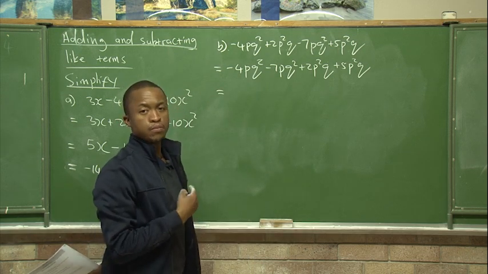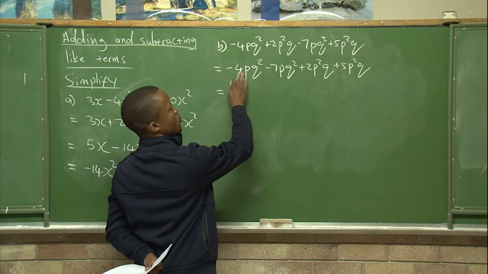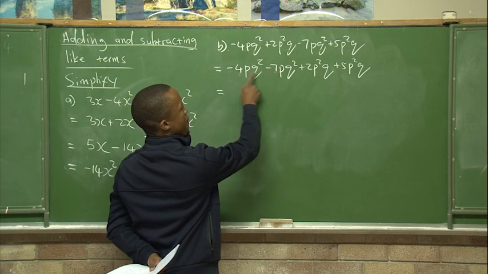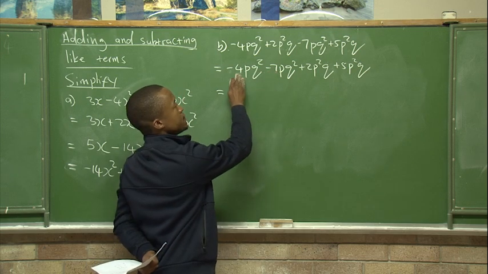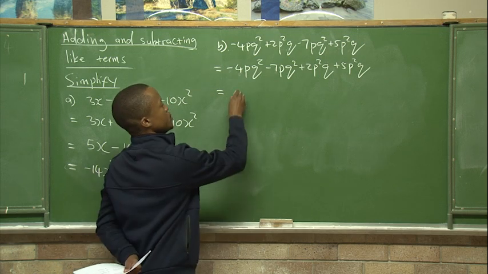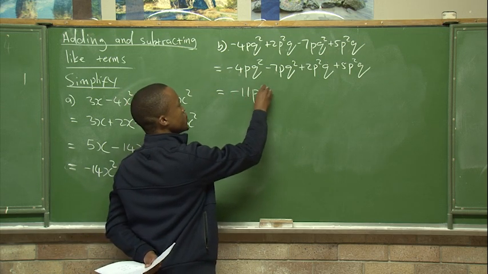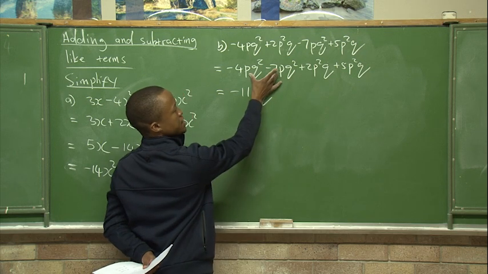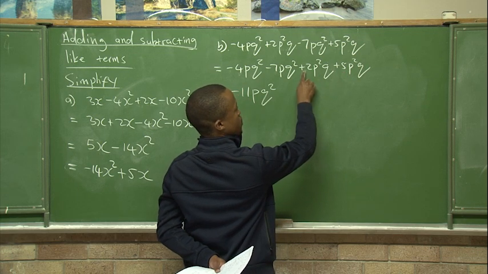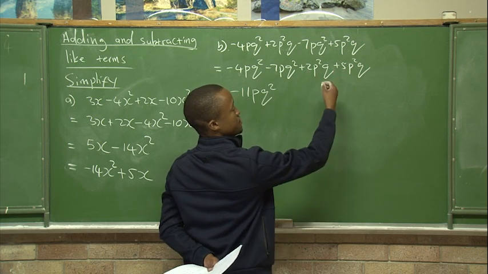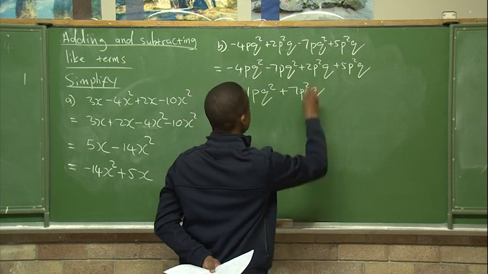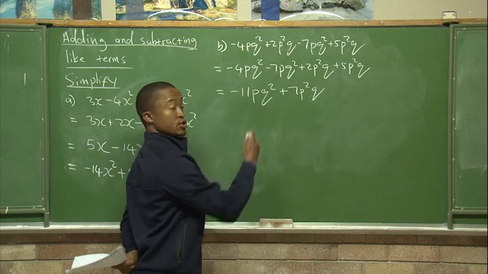Now that we've grouped our like terms, all we need to do is to now work with the numeric coefficients. So we have negative 4 minus 7. Negative 4 minus 7 will give us negative 11. So here we'll have negative 11p q squared. That's when we subtract these two terms. We also have the last pair. So positive 2 plus 5 will give us 7. So here we have positive 7p squared q. So by that, we have added those like terms.